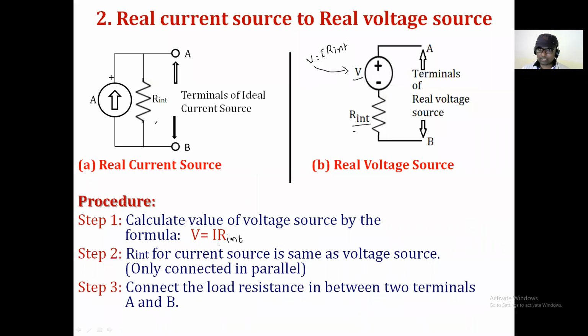And step second is that we know that the internal resistance of a voltage source is the same as the internal resistance of a current source. Exactly reverse. Is it clear? And then the load, whatever the load is connected in between the two terminals A and B, this load is as it is. So simple. Is it right?